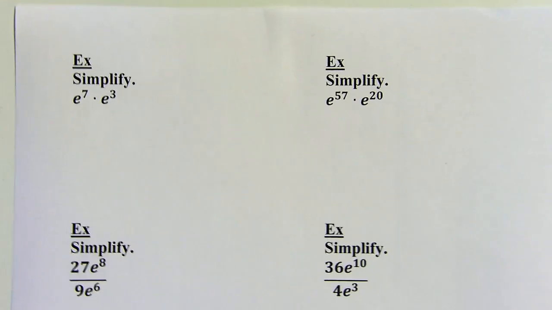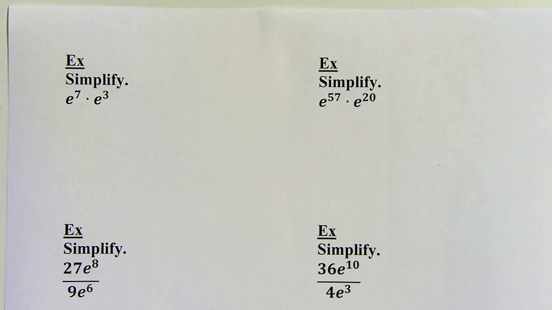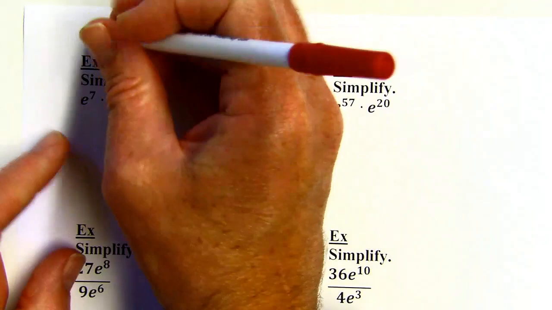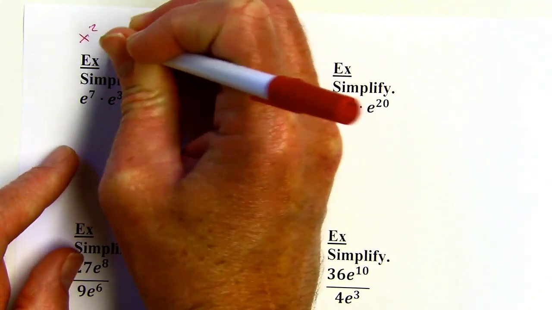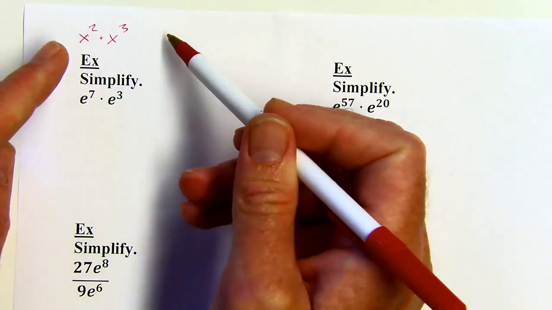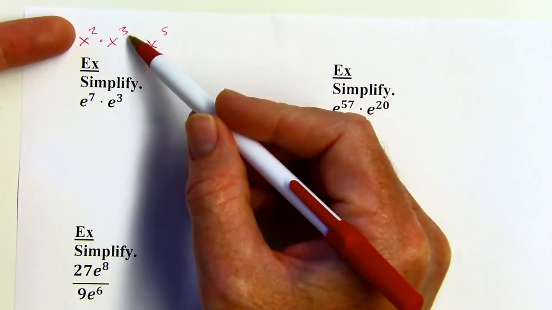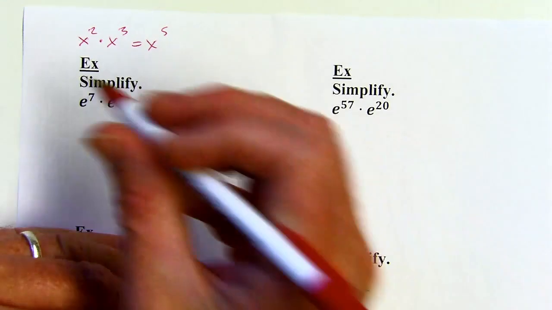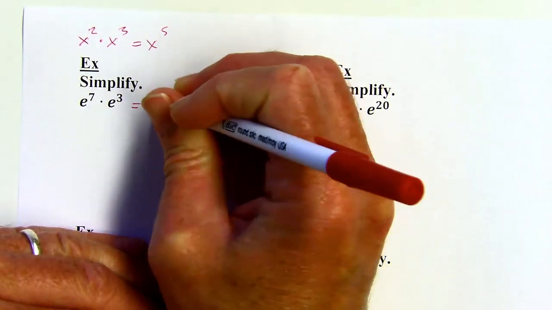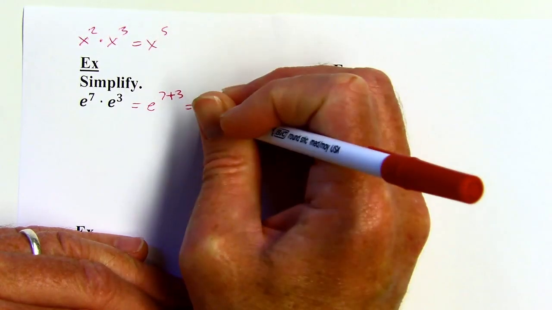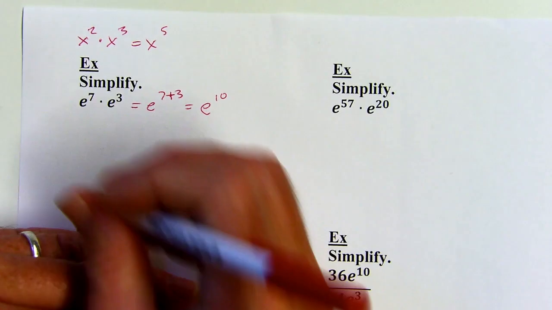Okay, on to the next page here then. So let's do a little bit of work using e. Remember, e is just going to be a variable, so it's going to behave like any other variable. Okay. So when we've got e to the something times e to the something else, here's the little rule. If you have x squared times x to the third, well, really, you just got 5 x's all multiplied together, right? So the key there is that you are going to add the exponents when you're multiplying with the same base. And so the same deal works here. I've got e to the 7 plus 3. I'd have 10 e's all multiplied together. So e to the 10th.